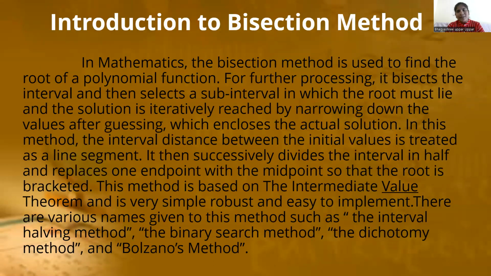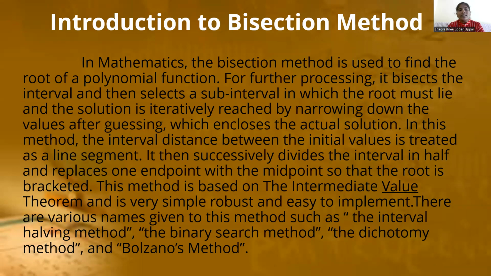In mathematics, the bisection method is used to find the root of a polynomial function. For further processing, it bisects the interval and then selects a subinterval in which the root must lie, and the solution is iteratively reached by narrowing down the values after guessing, which encloses the actual solution.